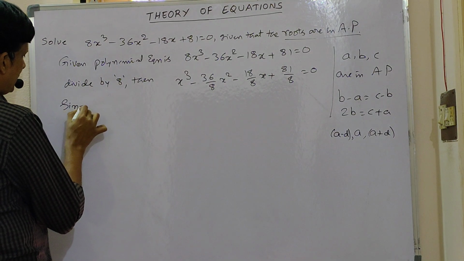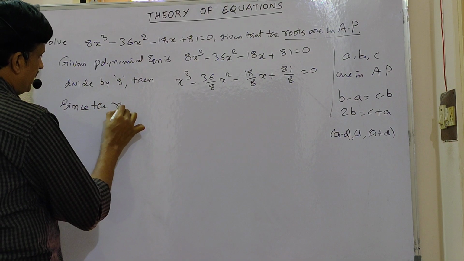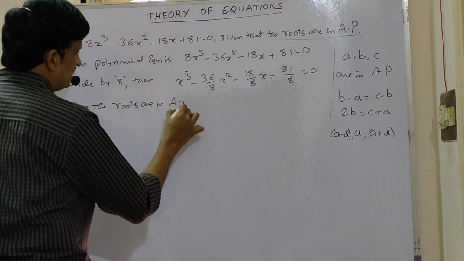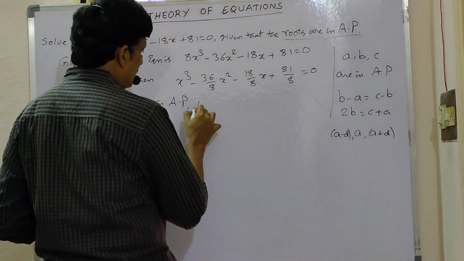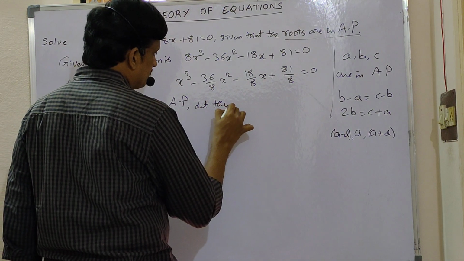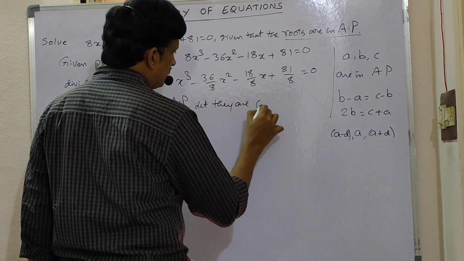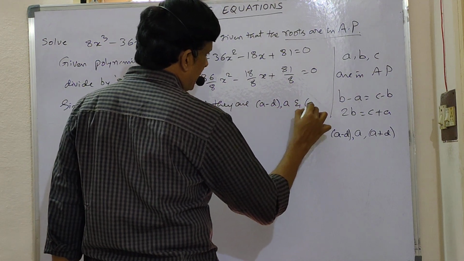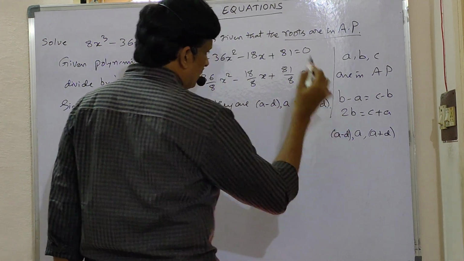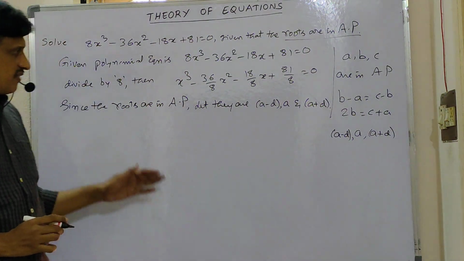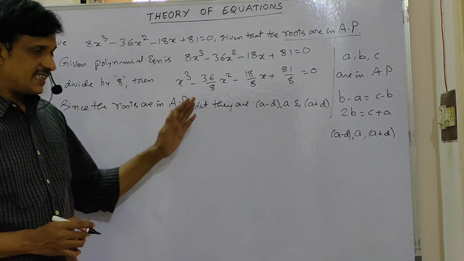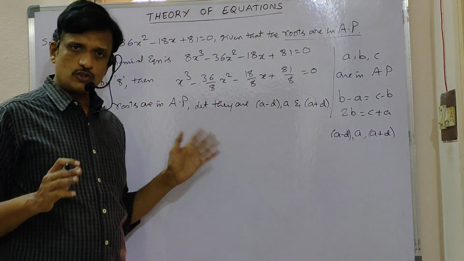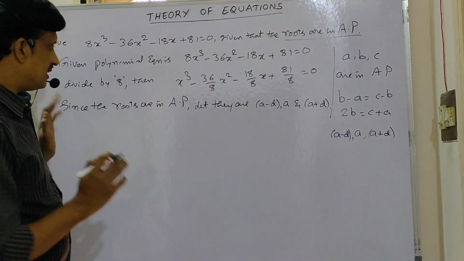Since the roots are in arithmetic progression, let the roots be a minus d, a and a plus d. So these are the three roots. First root is a minus d, second root is a, third root is a plus d. They are in arithmetic progression, so no problem, you can consider like this.